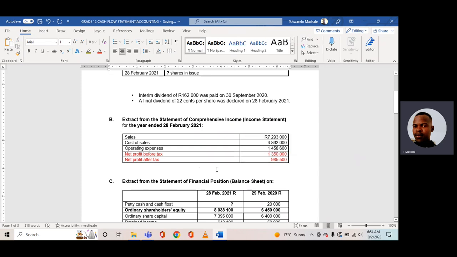Therefore, to get the income tax, you must subtract these two amounts. If you take the profit before tax and minus the net profit after tax, it must give us an amount which is in between. The amount which is in between here is our income tax. I'm not going to add a column between them. I'm just going to show you how to calculate that amount.